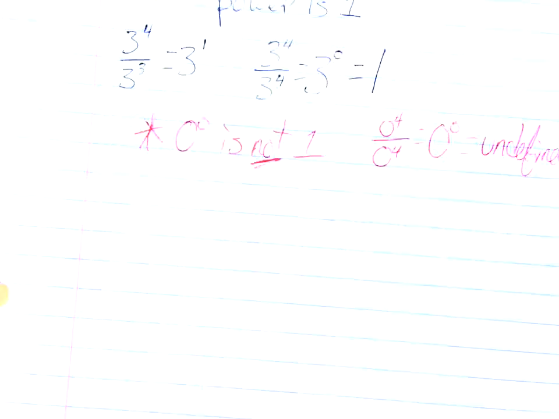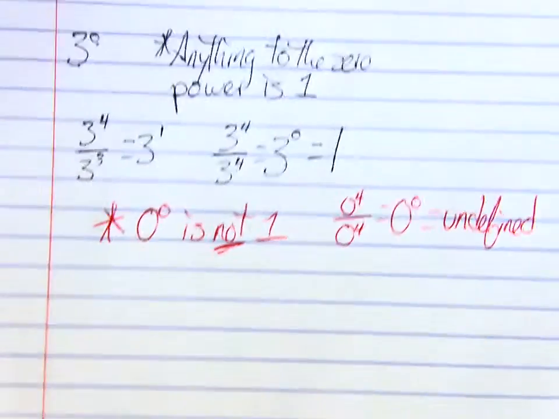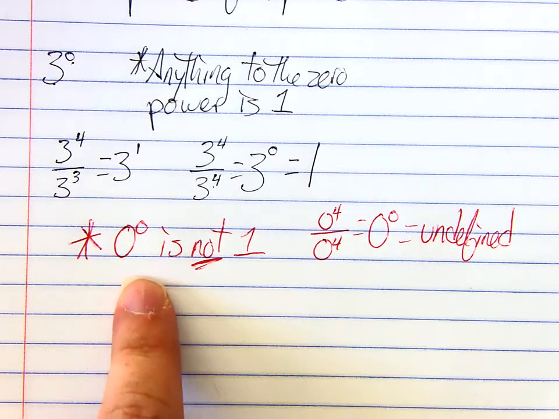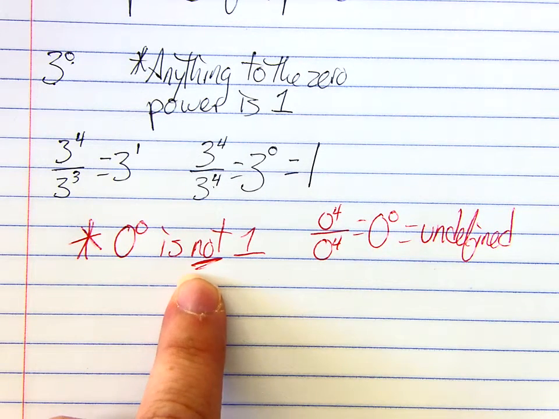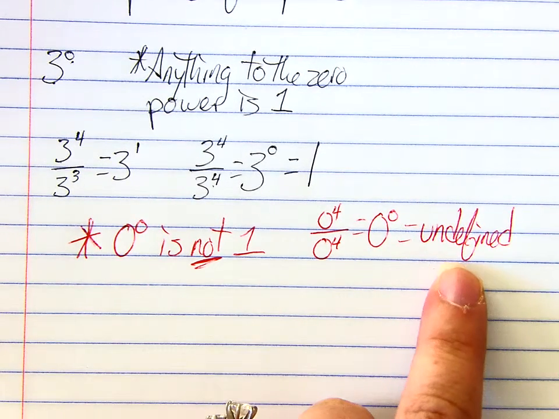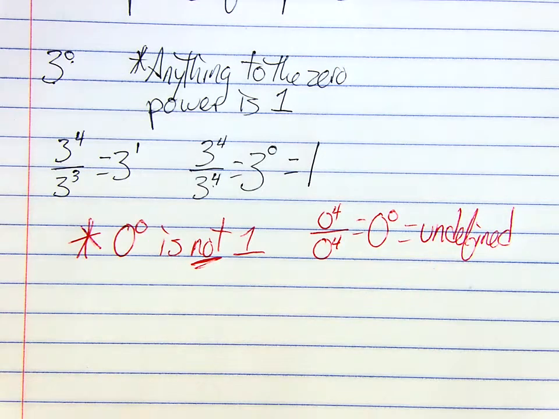Okay, so back to our exponents. That's kind of why 0 to the 0 power is the only number that's not 1. It's what we call undefined, because I cannot divide by 0. Okay?